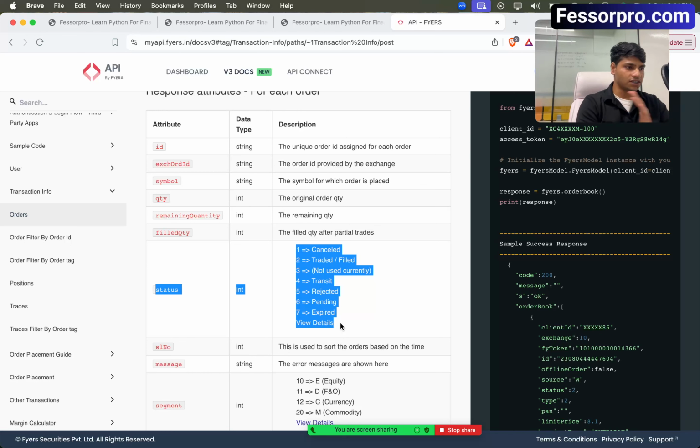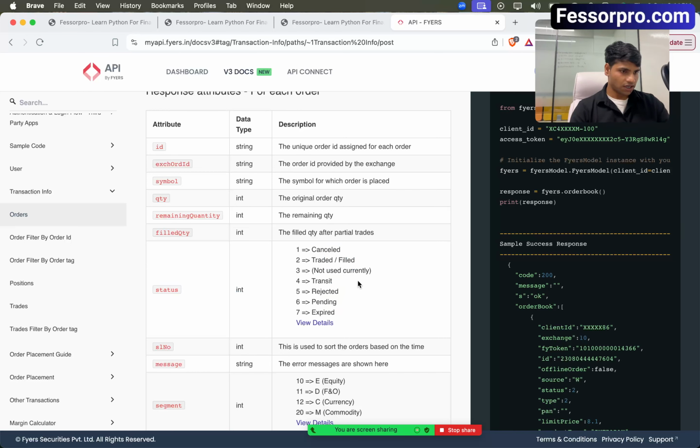Now there are different stages of the order. You can see these are the different statuses. So you can call it status. First is cancelled. If you see state 1, it means the order got cancelled for some reason. There are multiple reasons. Let's say you don't have enough balance, or the data that you have specified for placing an order is wrong. The reason can be anything. Your order might get cancelled.